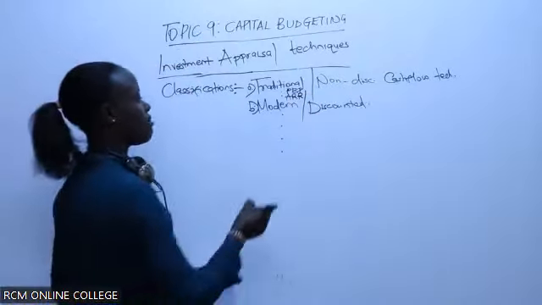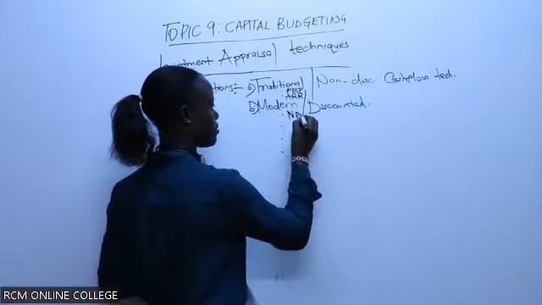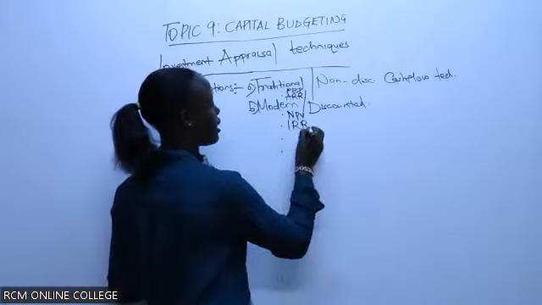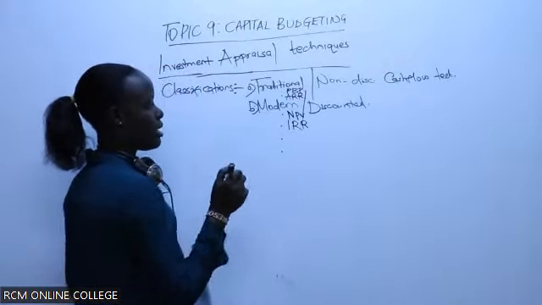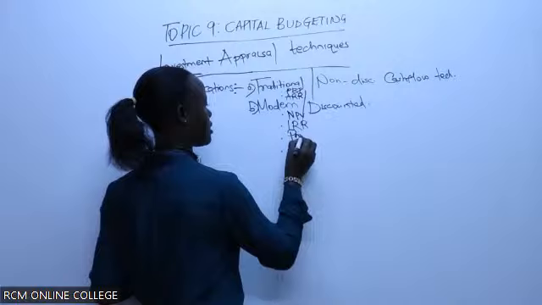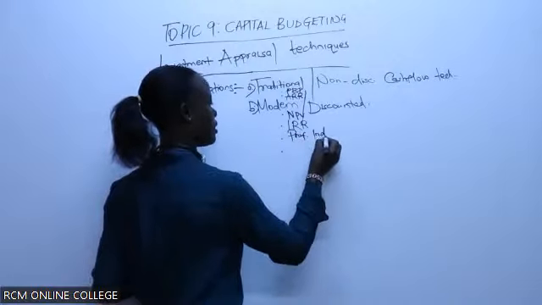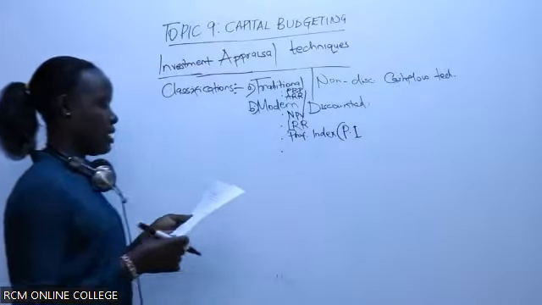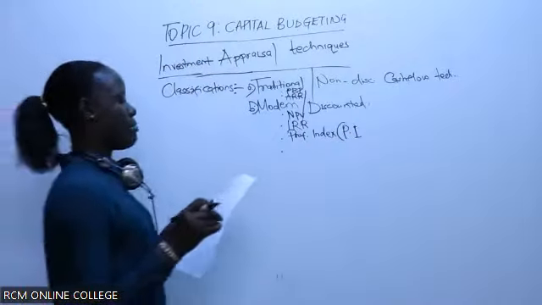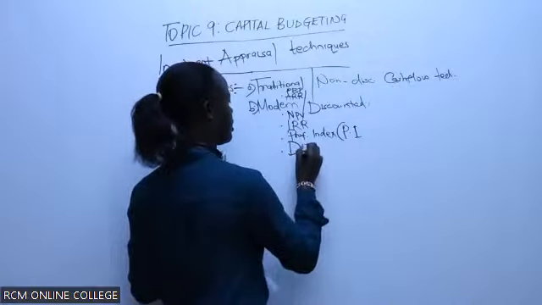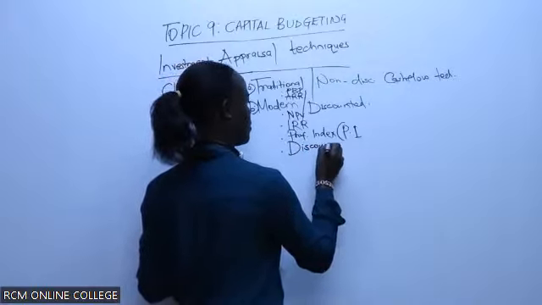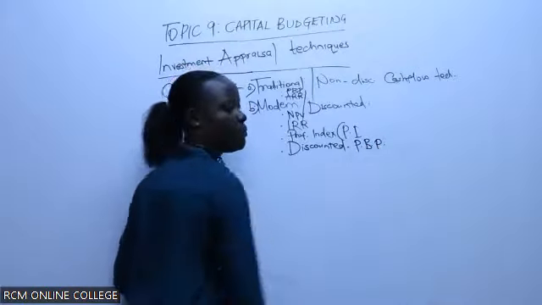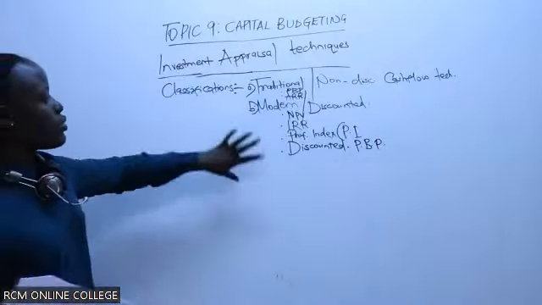While for modern, we have the NPV, net present value. We can also talk of the internal rate of return. Then you can talk of the profitability index, known as the PI. And finally, we can talk of the discounted payback period.